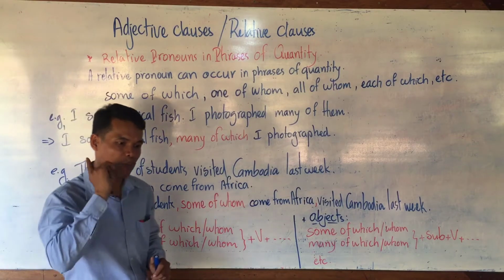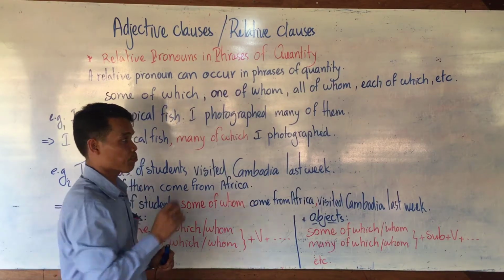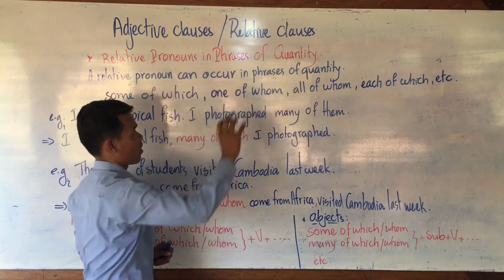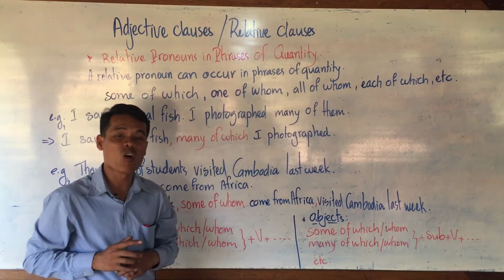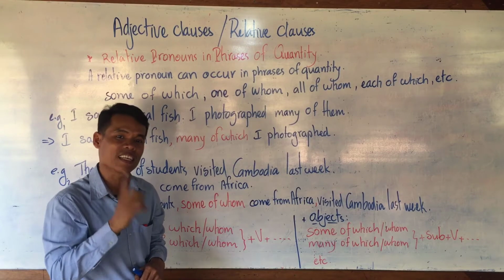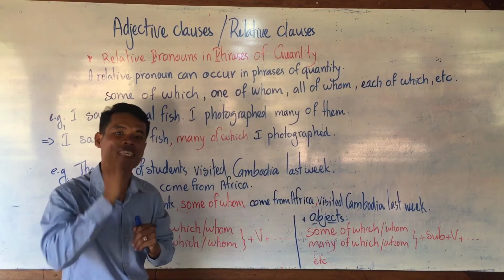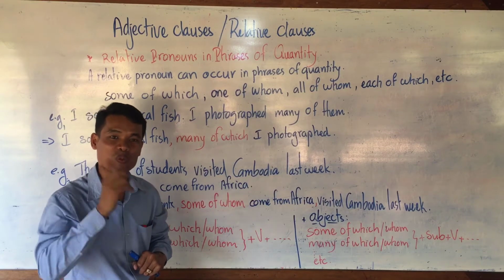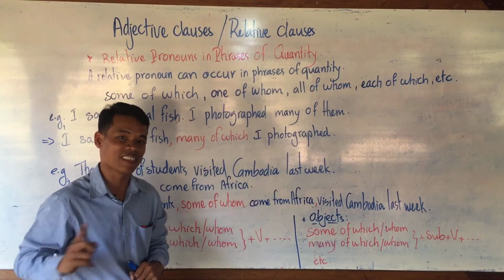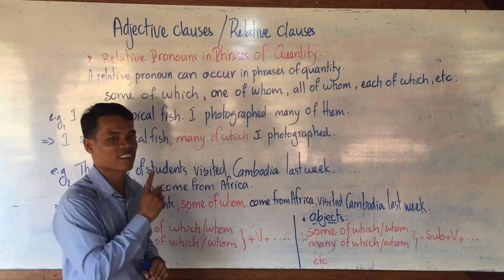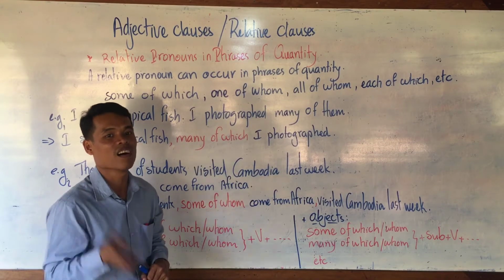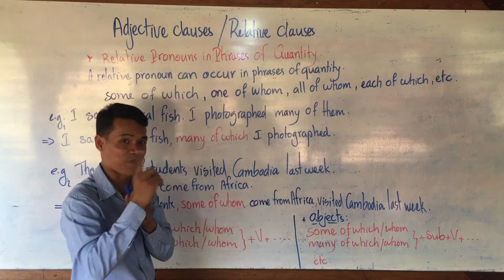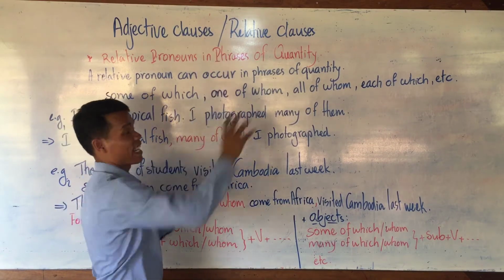One more thing you have to remember is that in adjective clauses, relative pronouns in phrases of quantity are always non-restrictive. This means that only clauses with a comma, non-defining or non-restrictive relative clauses, are used, not defining or restrictive relative clauses at all. So a comma is used in such adjective clauses.